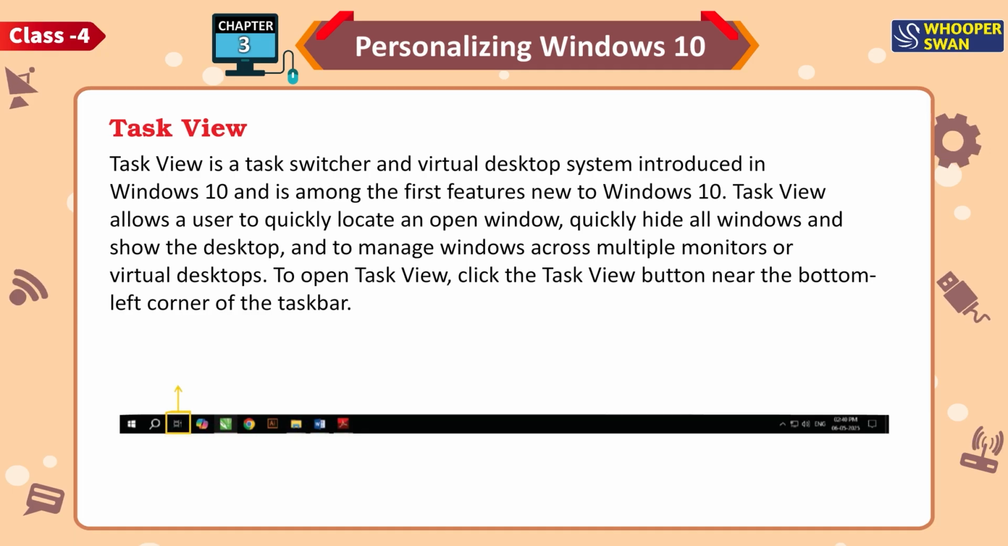Task View. Task View is a task switcher and virtual desktop system introduced in Windows 10 and is among the first features new to Windows 10. Task View allows a user to quickly locate an open window, quickly hide all windows and show the desktop, and to manage windows across multiple monitors or virtual desktops. To open Task View, click the Task View button near the bottom left corner of the taskbar.